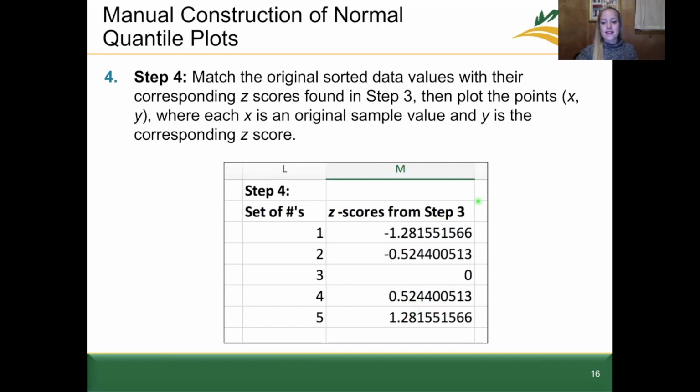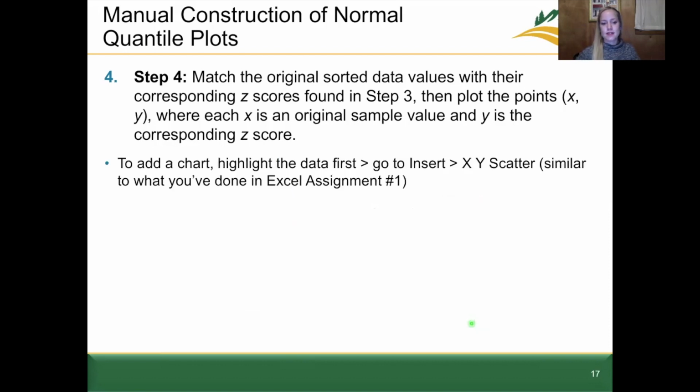So in this case, I would highlight these boxes here by clicking and dragging. You should include these headers here, so the set of numbers and the z-scores. So I'd select this point to this point and drag and highlight that data. Once I have that data highlighted, I'm going to add a chart. So we have our data highlighted. We go to Insert, XY Scatter.